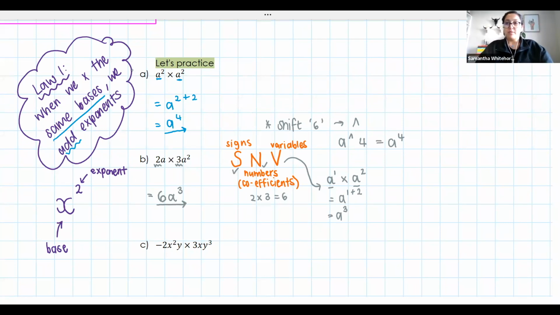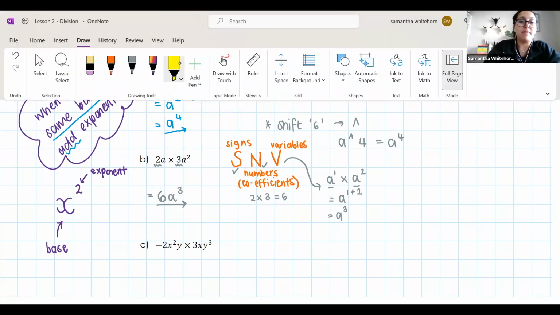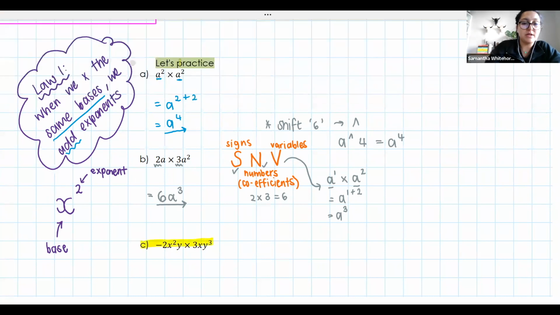So what we need to remember is the second we start introducing coefficients, break it down, don't overcomplicate it, do it step by step. So I want you guys to try question C for me. Based on everything that we've spoken about in question A and B, I want you to give question C a try. Put your answers in the chat, and then we'll have a look.